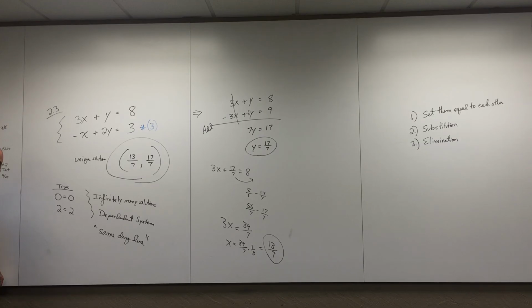So if in the process of working, all your x's leave and you end up with 0 equals 0 or 2 equals 2, if it's a true statement, then you had a dependent system of equations. They were really the same equations.